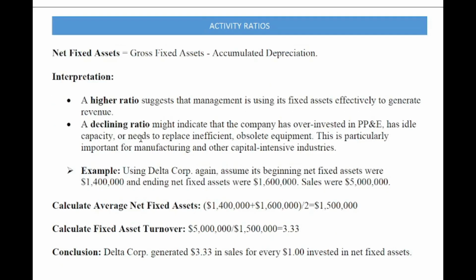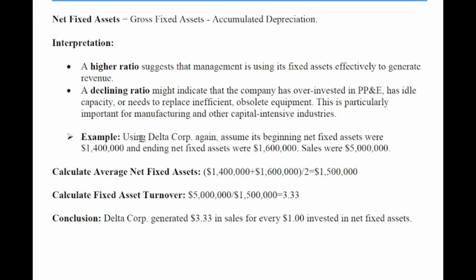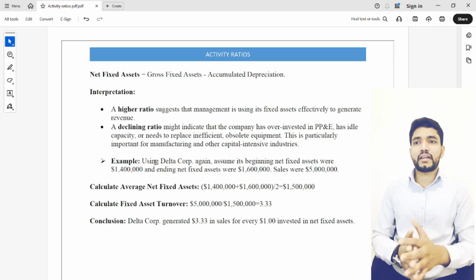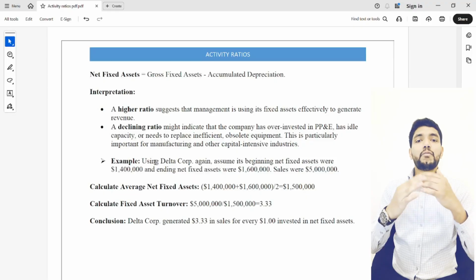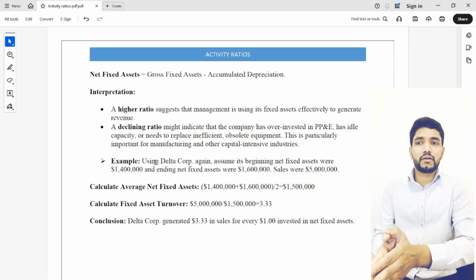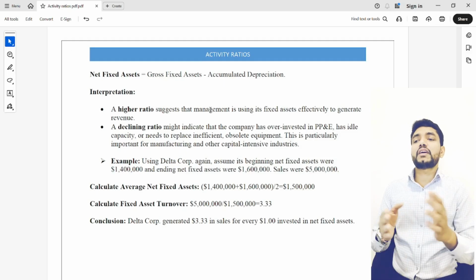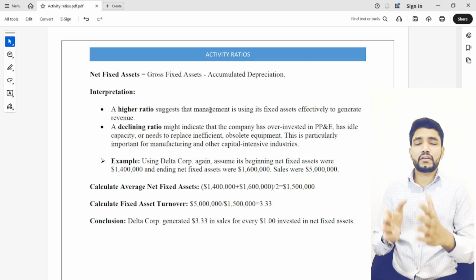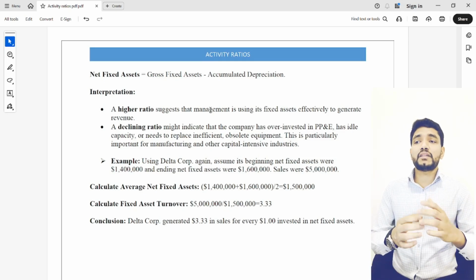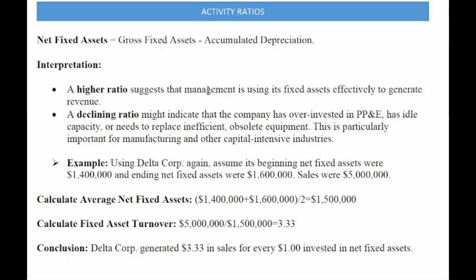So the interpretation: generally, a higher fixed asset turnover ratio is considered good. That means the company is generating more sales when compared with the fixed asset. A lower ratio can be a warning sign. That means there may be some idle capacity or over-investment in property, plant and equipment. So it should be analyzed with the industry benchmark or with the previous or historic performance to get a better insight.